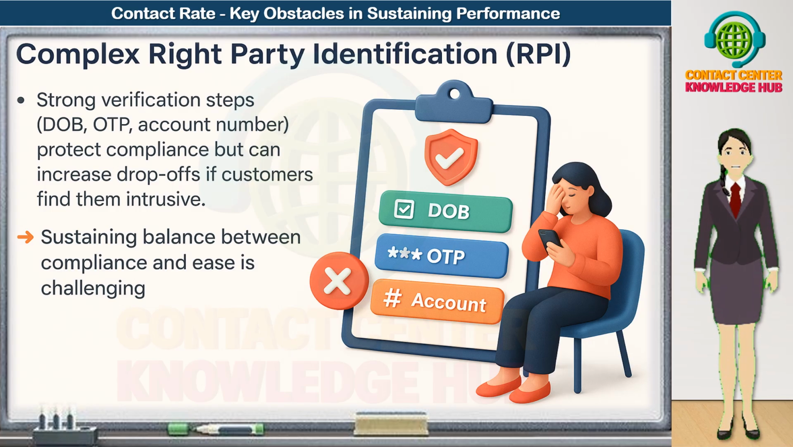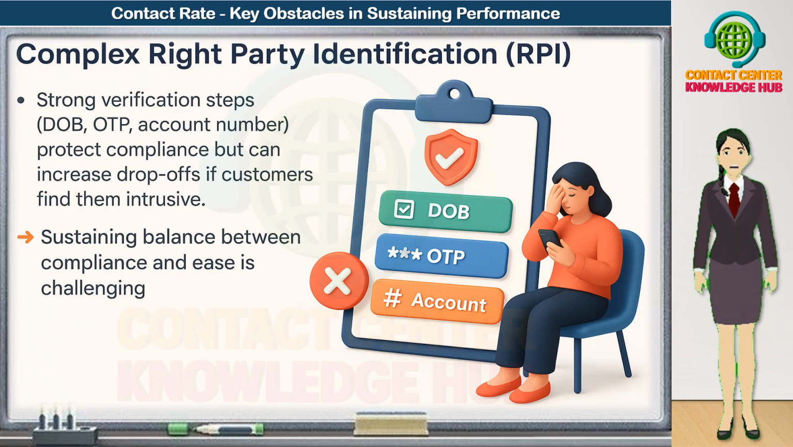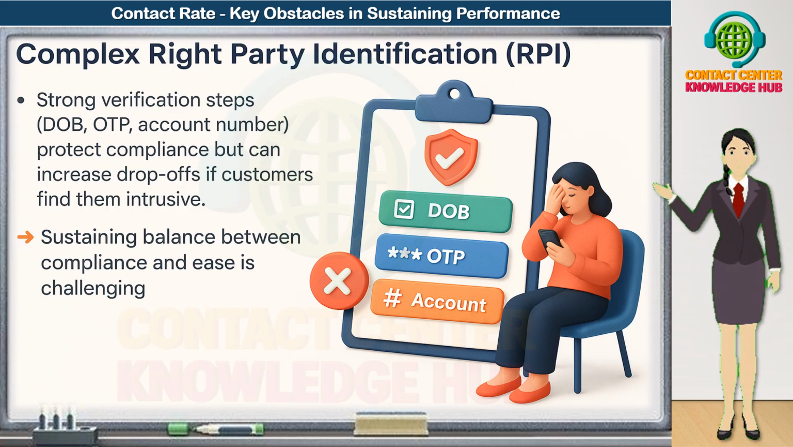However, if these steps become too lengthy or intrusive, customers may lose patience or trust, leading to call drop-offs before verification completes. This means fewer confirmed right-party contacts when the initial connection was successful. The key is to balance compliance with convenience, using smart, layered verification methods that maintain security without disrupting the conversation flow. Impact: complex RPI processes protect compliance but can increase customer drop-off, making it challenging to sustain both accuracy and efficiency in your outbound performance.